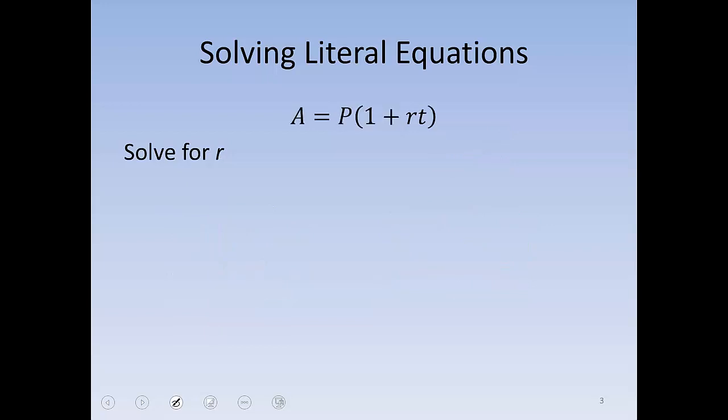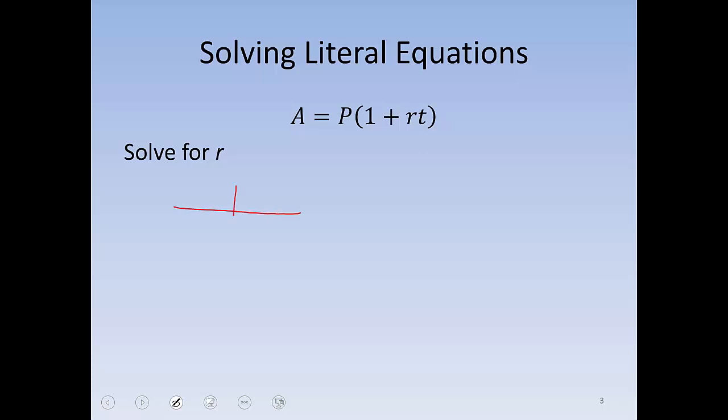Okay, here's our next one. In this one we're going to want to solve for r. Okay, so this is a different type of, how do I describe this? It's an appreciation formula, so the value in which something increases over time. So let's go ahead and work for this, and we want to get r by itself.